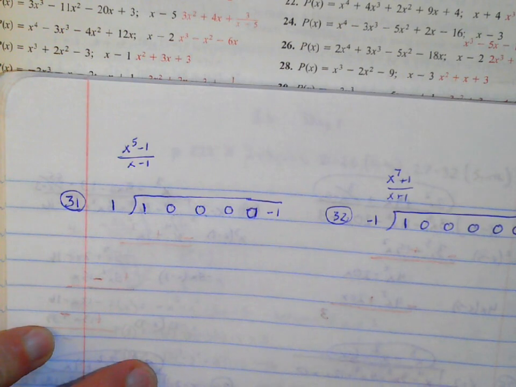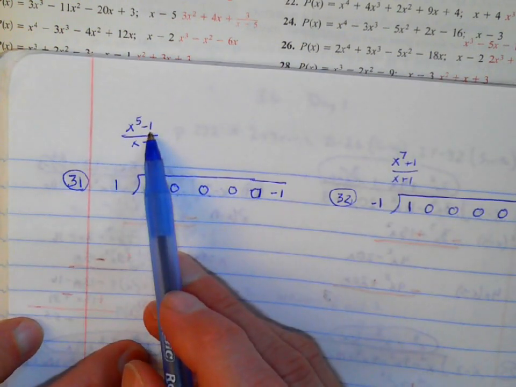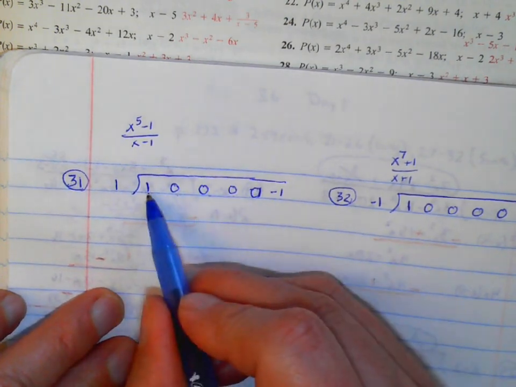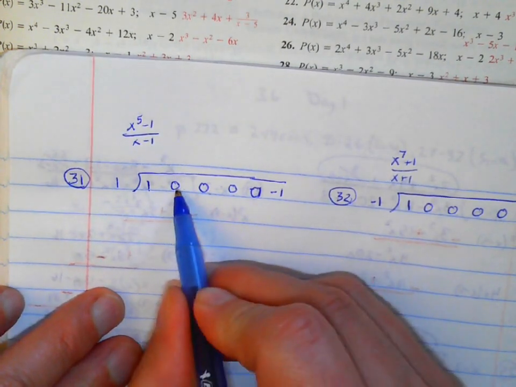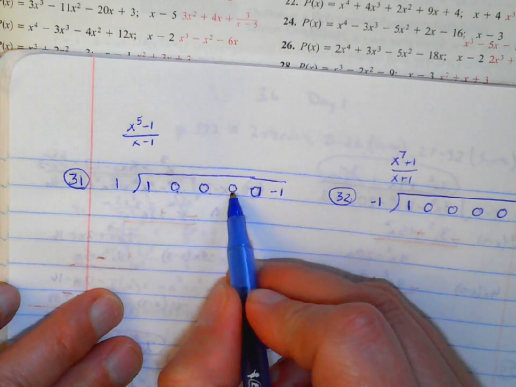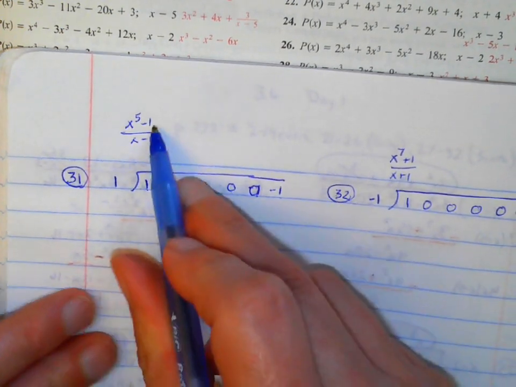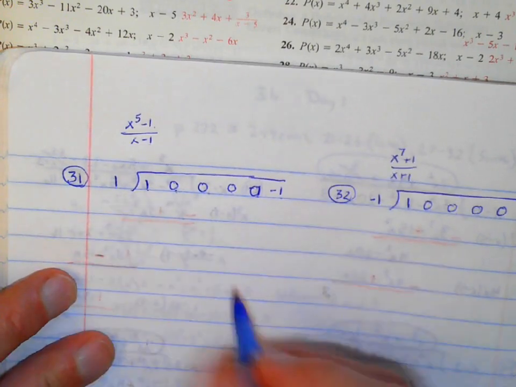Okay, with number 31, we have x to the fifth minus 1 divided by x minus 1. So remember all these placeholders. So we have 1x to the fifth, 0x to the fourth, 0x to the third, 0x squared, 0 x's, and then minus 1. Okay, and x minus 1, we put a 1 there.